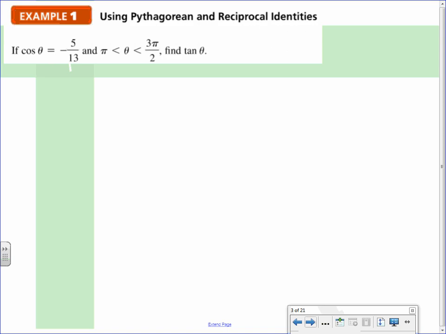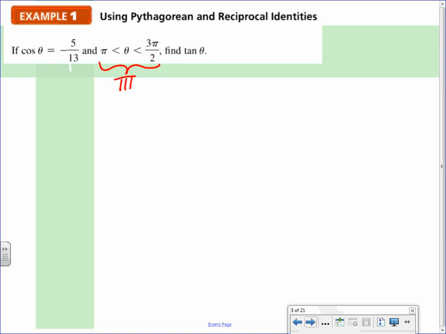All right, so first problem. In this one we are given cosine of theta is negative 5/13. And then we're also told our angle theta is between pi and 3 pi over 2. If we are between pi and 3 pi over 2, where is that on our, think about your unit circle? It's in quadrant 3, for sure.